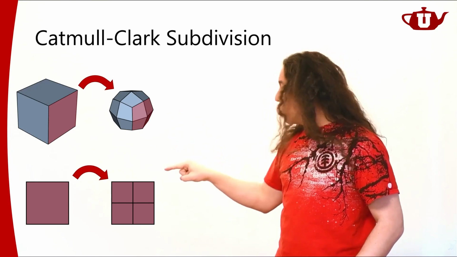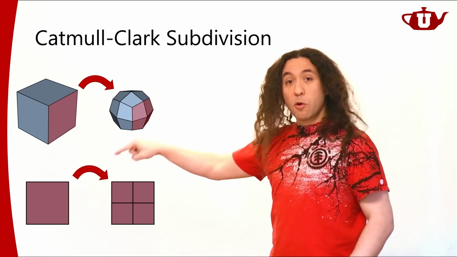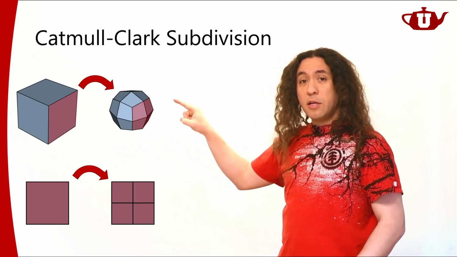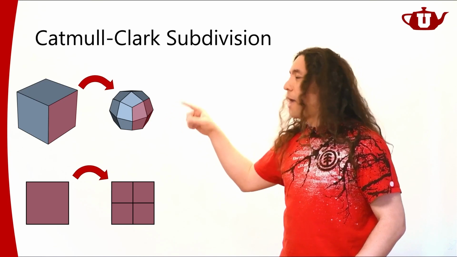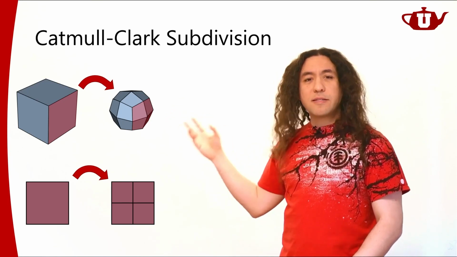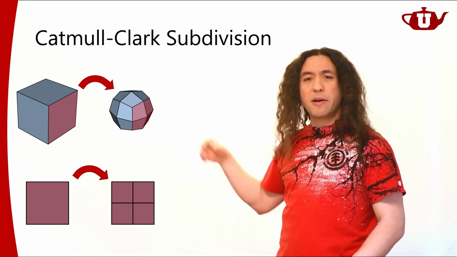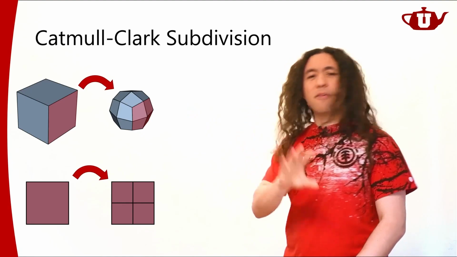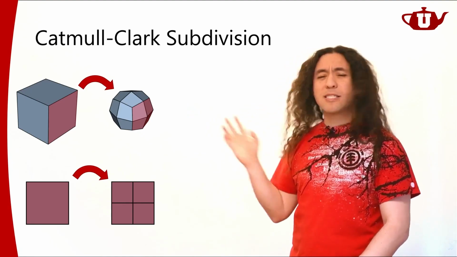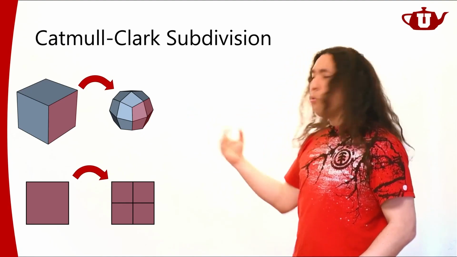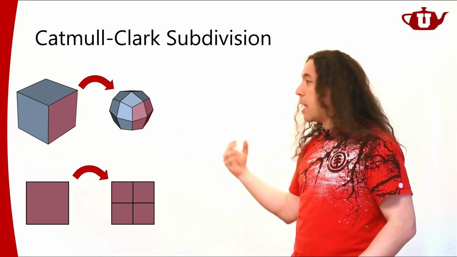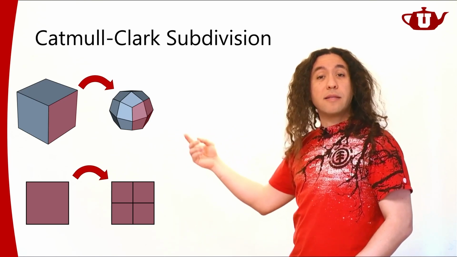And then it's also going to move the original vertices around the corners towards an average of the neighboring faces and neighboring face vertices and neighboring edge vertices. But I'm not giving you the exact formula. The exact formula is very simple, but it's not that important. The important point is that I am getting a higher resolution and smoother surface.